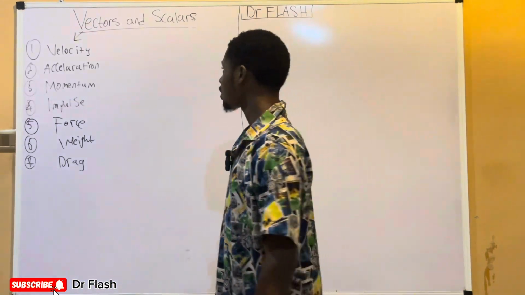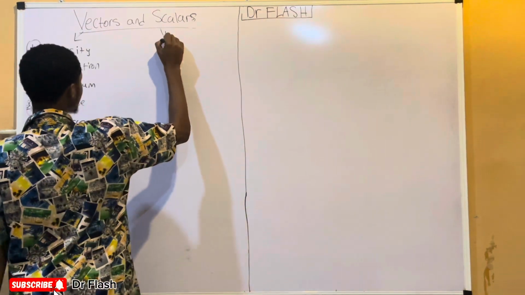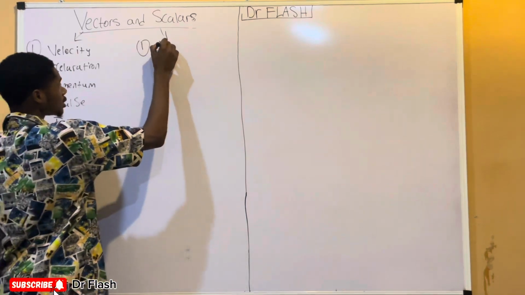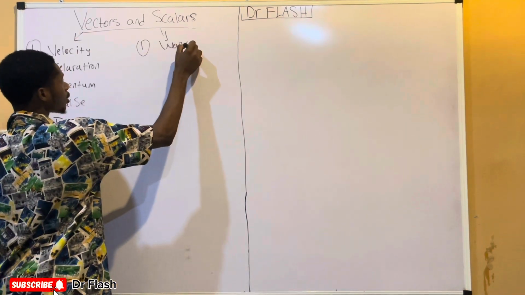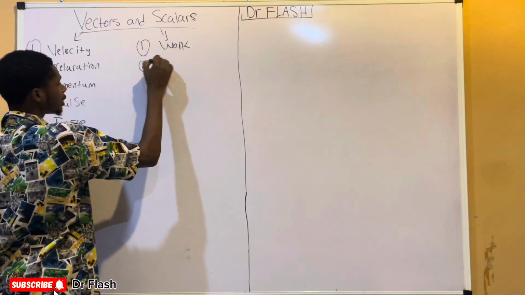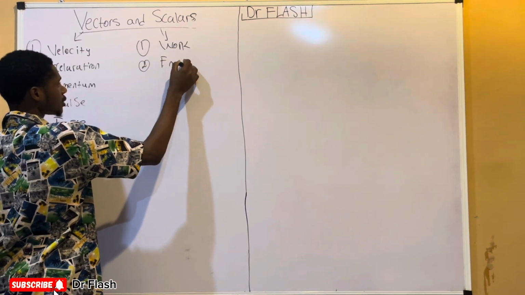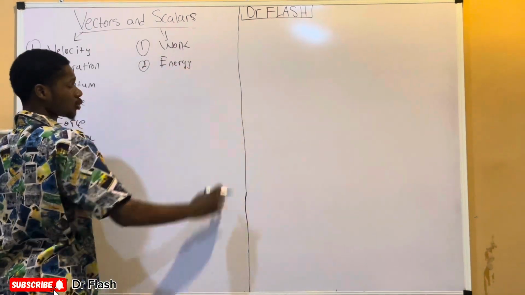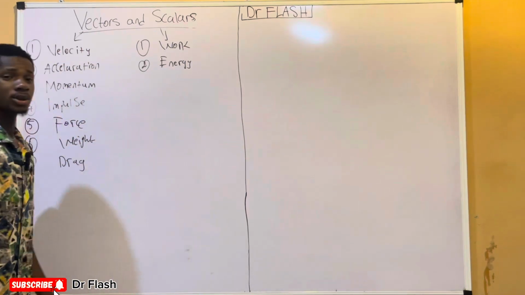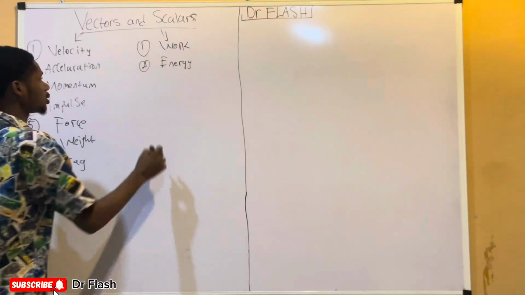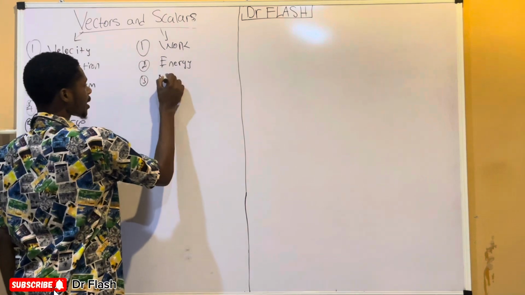Now, when you come to scalars on the other hand, you're going to find quantities like work, and quantities like energy. Work and energy are similar, so you should take note that if one is a scalar quantity, the other one automatically should be a scalar quantity. We also have mass.